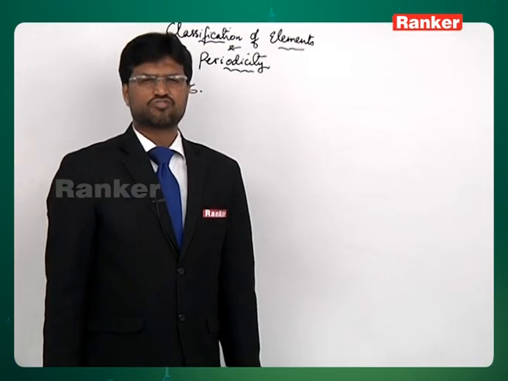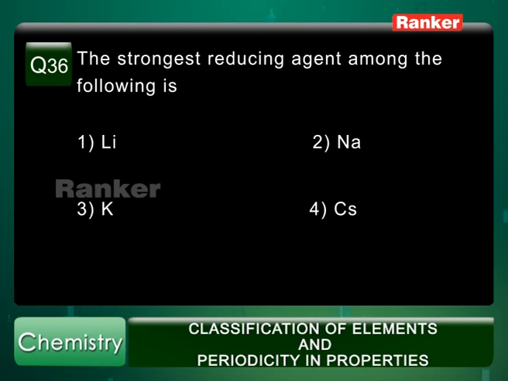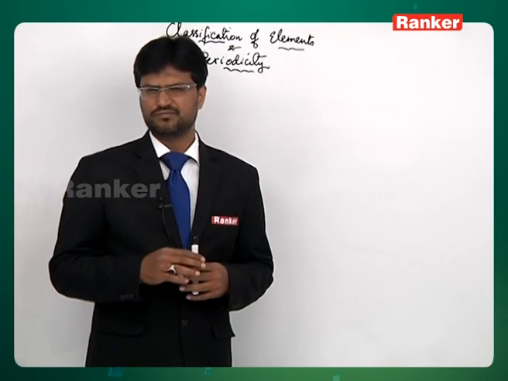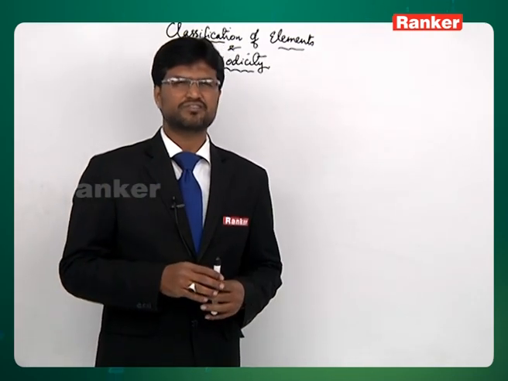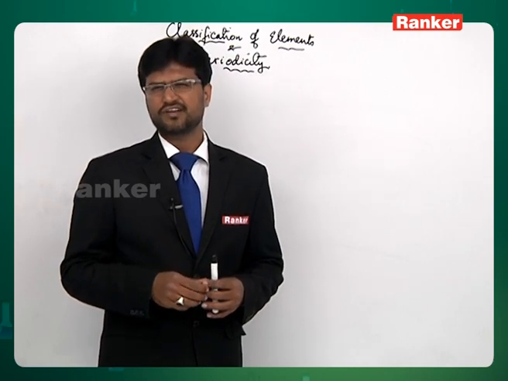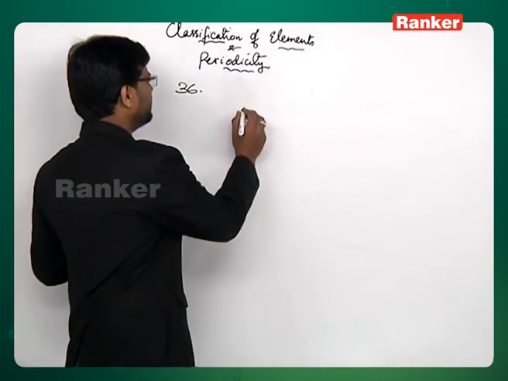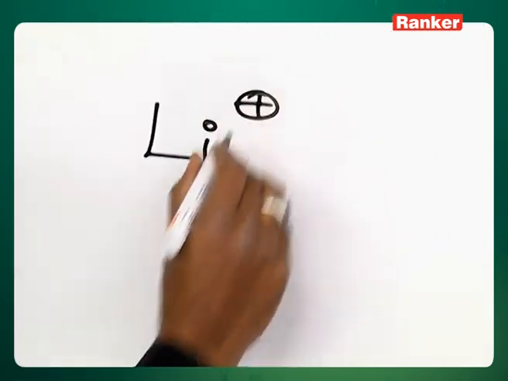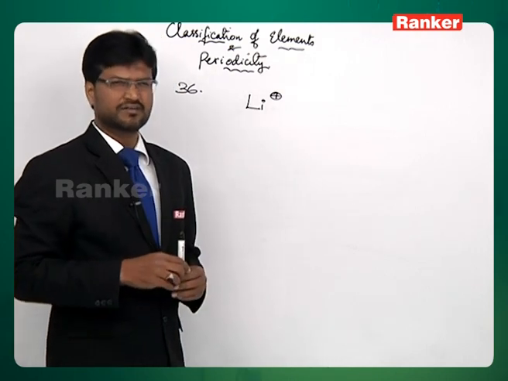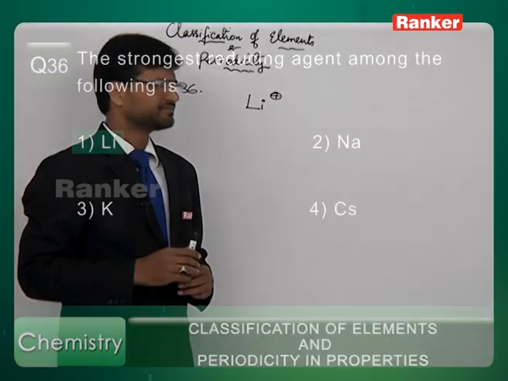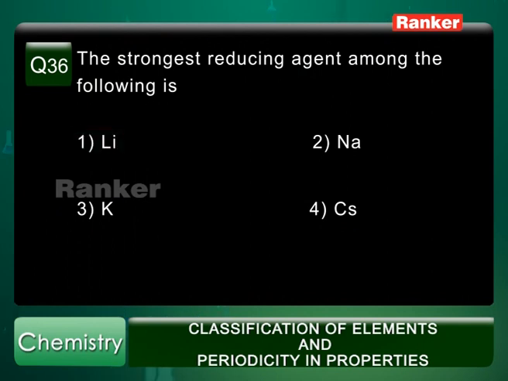Question number 36. Strongest reducing agent among the following is option 1 lithium, option 2 sodium, option 3 potassium, option 4 cesium. Among them, lithium has the highest SOP, standard oxidation potential value. It's the most powerful reducing agent. The high reducing power of lithium is due to the great hydration energy of Li+. Li+, due to its extremely small size, has a very high value of heat of hydration. That's the reason why its reducing ability is high. So the correct answer is the first option, Li.